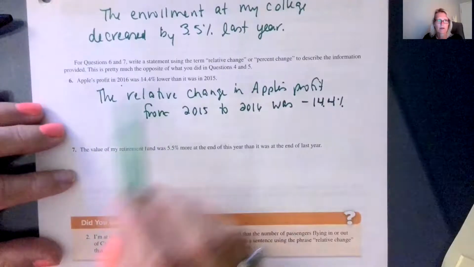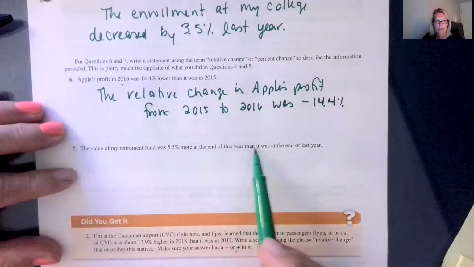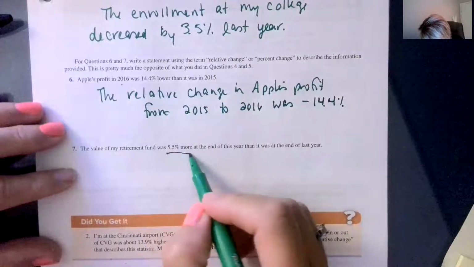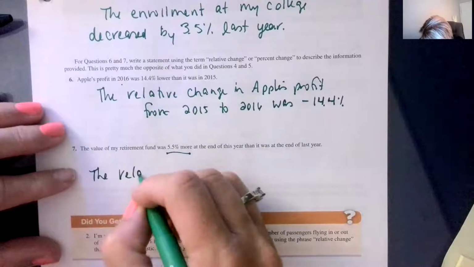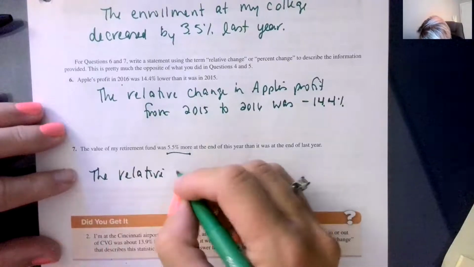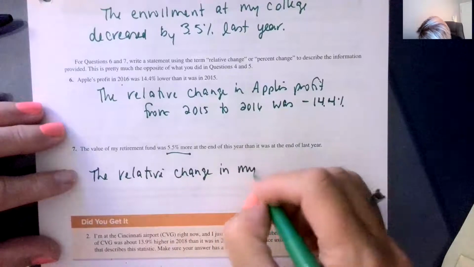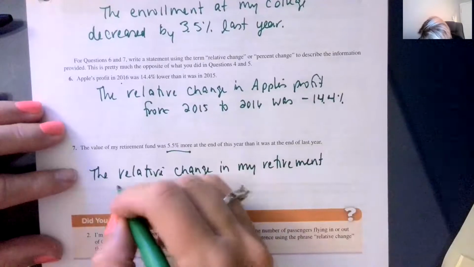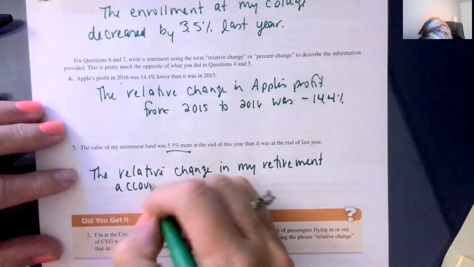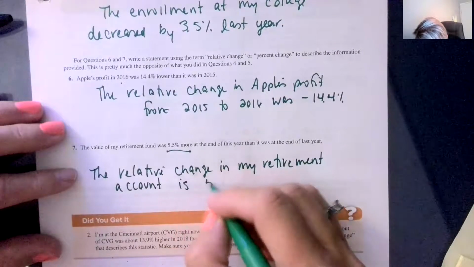because it was lower. The value of my retirement fund was 5.5% more at the end of this year than it was at the end of last year. Okay, the more. So the relative change in my retirement account is 5.5%.